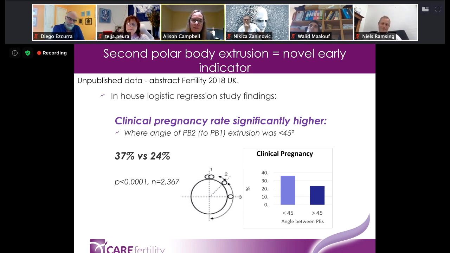So in this study of almost 2,500 known implantation embryos, there was a 37% clinical pregnancy rate when the polar bodies extruded side by side, or at least within 45 degrees, and 24% when they were further apart. So I think that's quite interesting and it's exciting. And this is the sort of thing that we imagine AI would be detecting and introducing into those algorithms that we're hopefully waiting for.